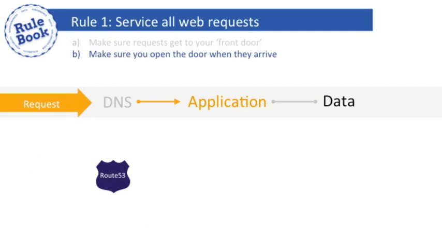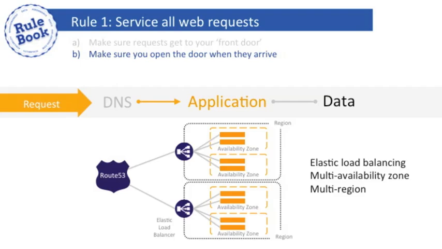Second part of this rule is to make sure you open the door when customers arrive. So if they found you via a DNS server, they need to make sure that your application is up and running. There's a number of constructs within AWS that enable you to do that and to do that reliably. The first is Elastic Load Balancing, which is a virtualized load balancer that enables you to spread load across availability zones and compute instances running in each of those availability zones.